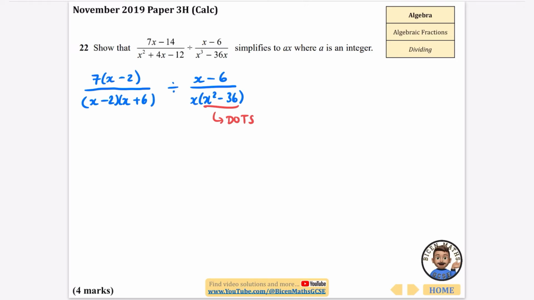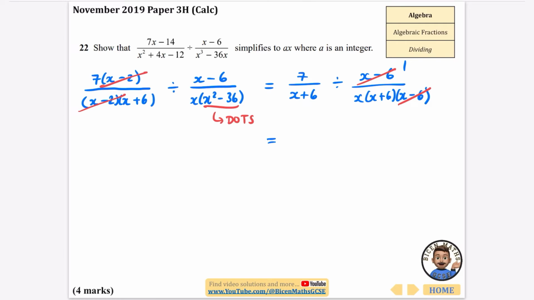So first of all, in this first fraction that we've got here, the x minus 2's are going to cancel. So when I rewrite this out for the first part, I'm just going to get a 7 over x plus 6. And then for the next part, it says divide by x minus 6 over x brackets. Now, because it's the difference of two squares, I'm going to do an x plus 6, x minus 6, which means the x minus 6 here and here are going to cancel, and that just leaves me effectively with a 1, because when you cancel, you're dividing by that thing.